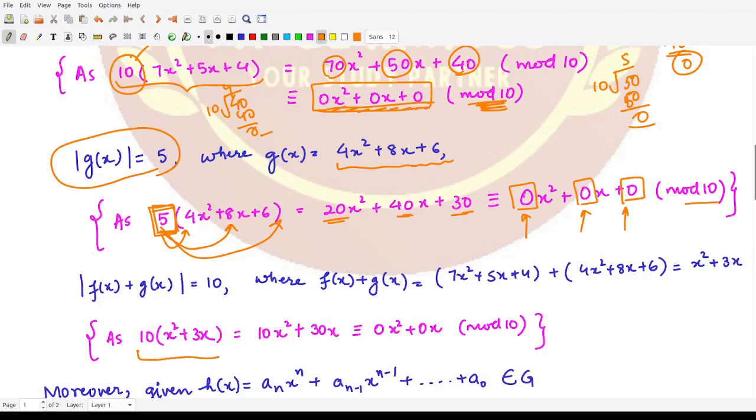Because when you multiply this by 10, you obtain 10 and 30 as the coefficients, which on dividing by mod 10 give you 0 as the remainder. So the order in this case is 10.